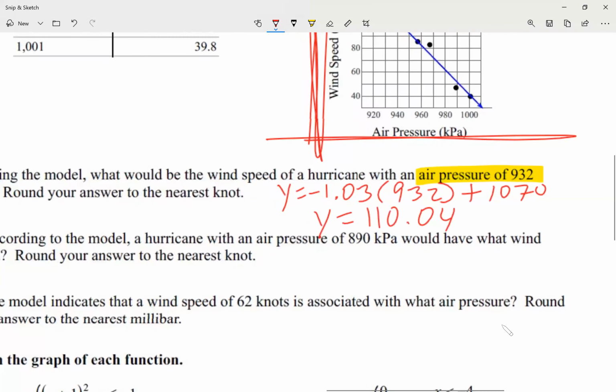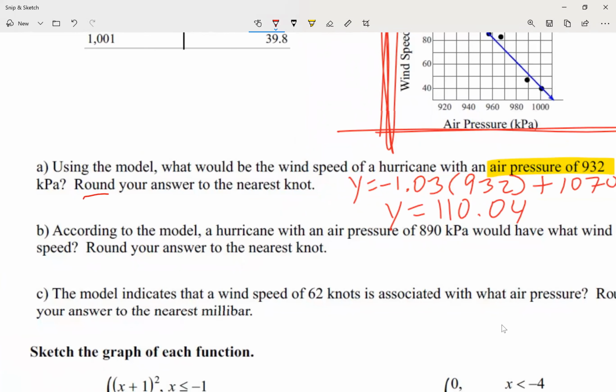Let me read the instructions here. It says, round your answer to the nearest knot. So the nearest whole number. Okay. My first decimal place is small, right? It's a 0. So I'm going to ignore everything after that. My answer is 110.